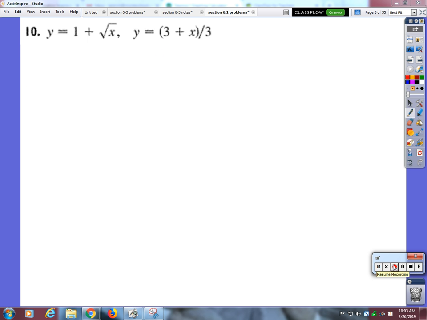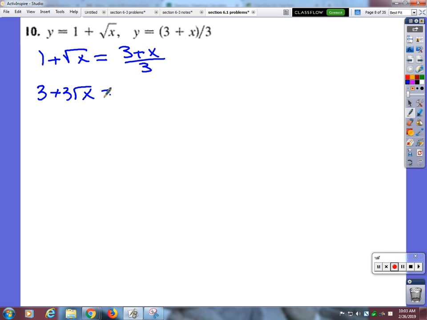Alright, so once again, got to set these equal to each other and solve for x. Any bright ideas? Not yet. Get the square root by itself first. But before I do that, I'm going to multiply by 3, because nobody likes fractions. And then that's fun because guess what? Everything doesn't cancel.